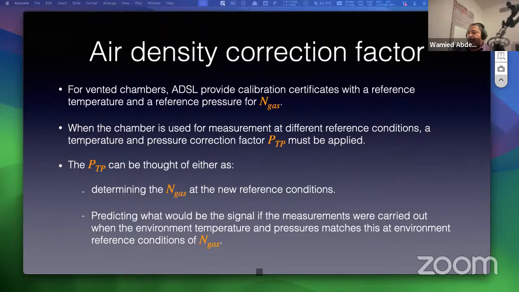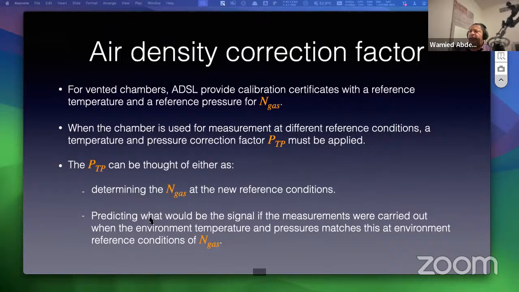So always look at these things. Where was the chamber calibrated? If it's in North America, the reference temperature is usually 22. If it's in Europe, it's 20, because that makes a difference when you calculate the temperature and pressure correction factor. So one way to think of this is that PTP is a correction to the N-gas at the reference environmental conditions to the measurement environment conditions.